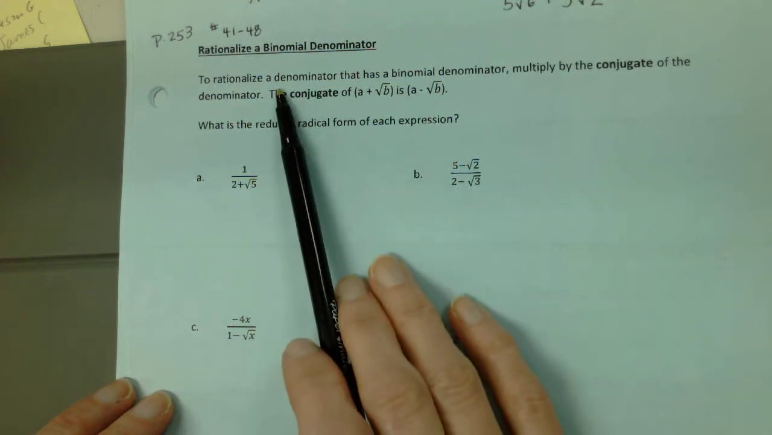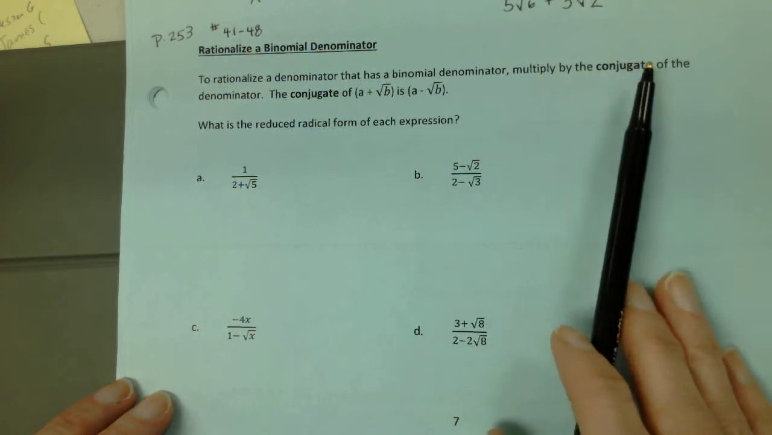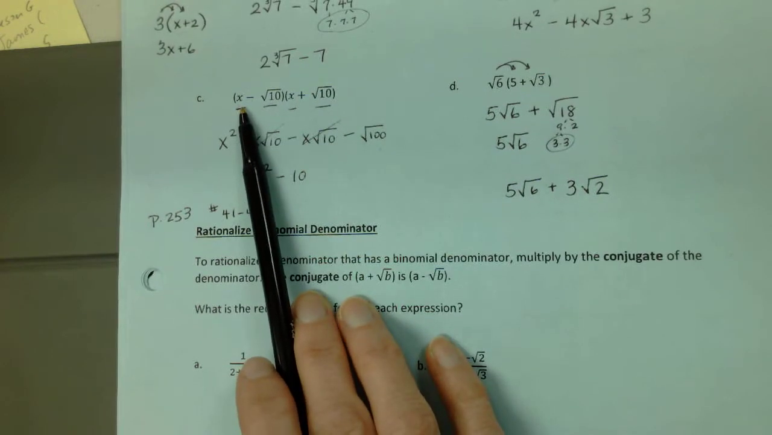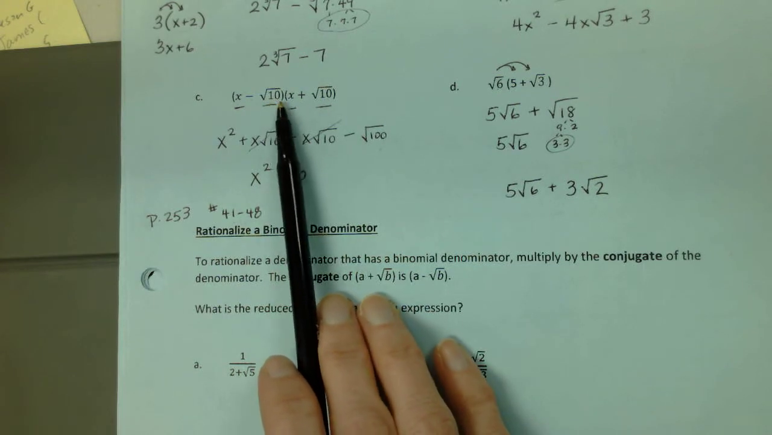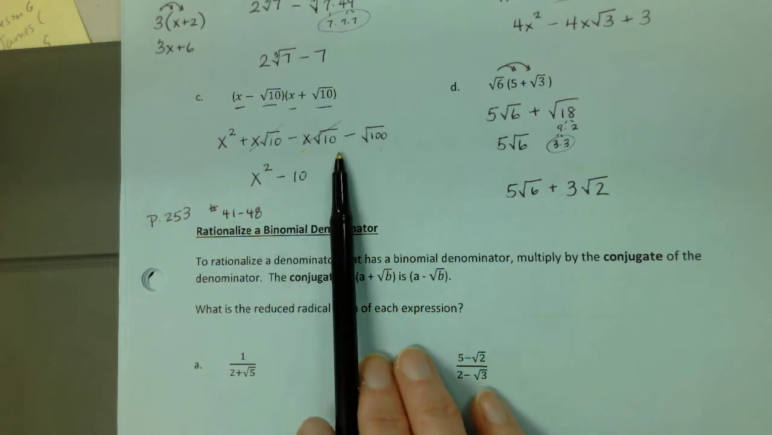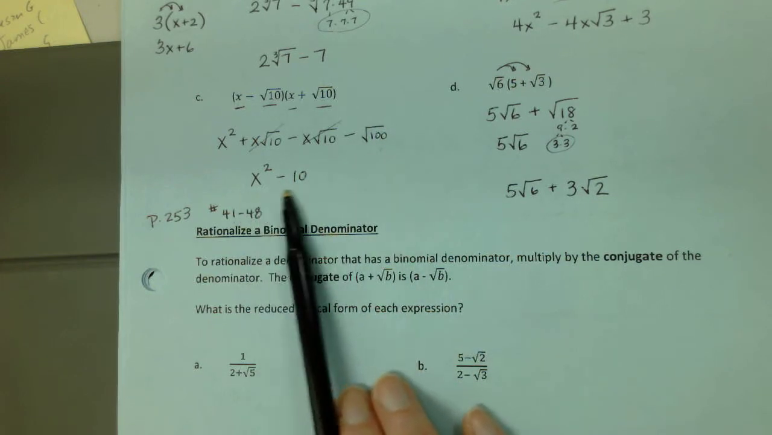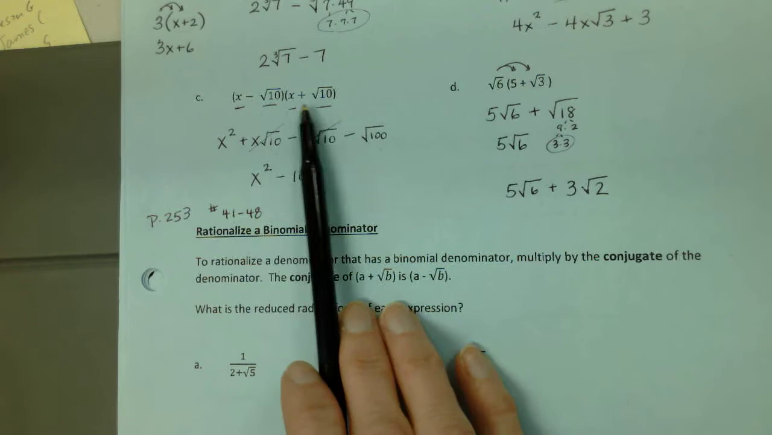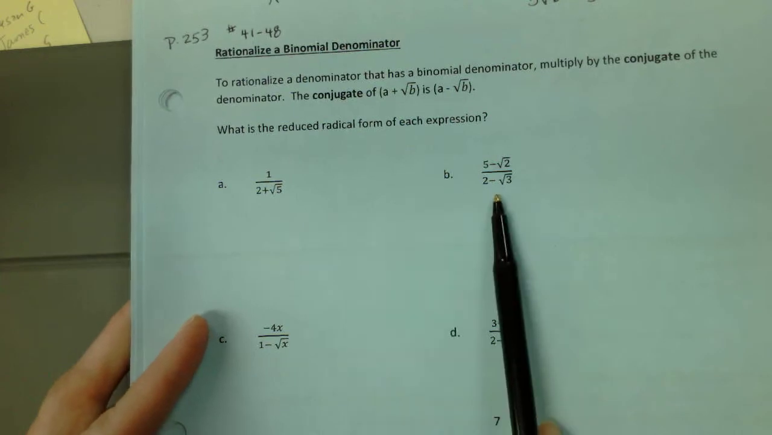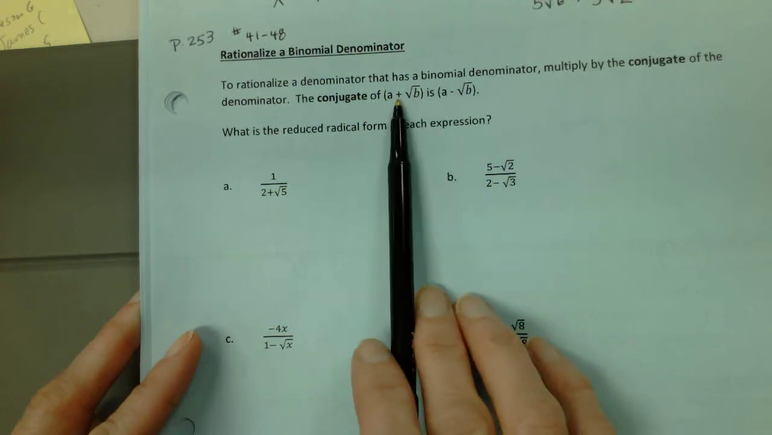And we do this, it says to rationalize the denominator that has a binomial denominator, multiply by the conjugate of the denominator. If you go back up here and look at this example where it was x minus the square root of 10 and x plus the square root of 10, when we FOILed that, what happened to the radical? These two radicals canceled each other out, they were gone, and this was able to be simplified, and there was no radical in our answer. These are actually conjugates of each other, and that's why when we're trying to rationalize our denominator, we choose the conjugate, because when we FOIL a conjugate, the radical is going to drop out.